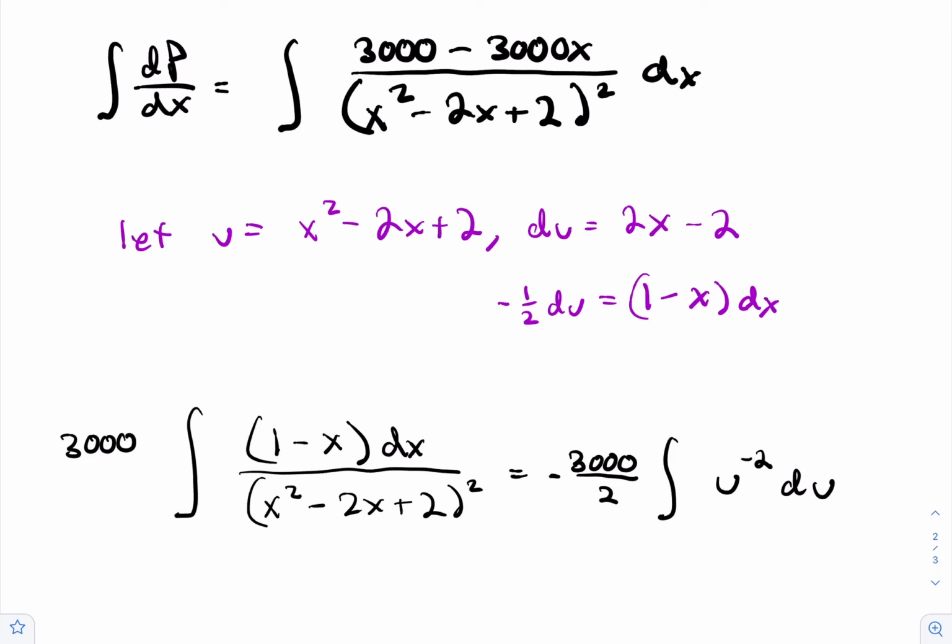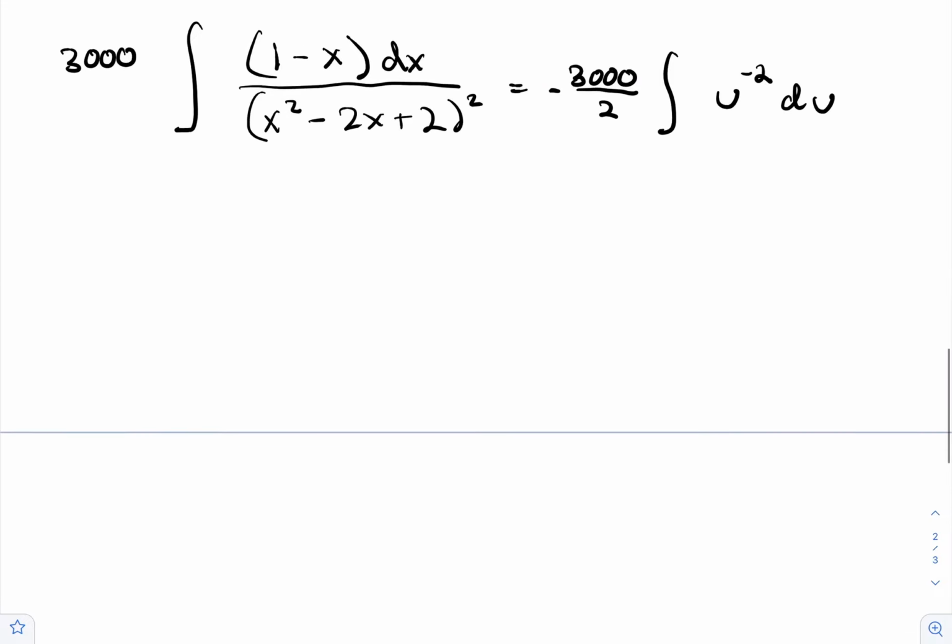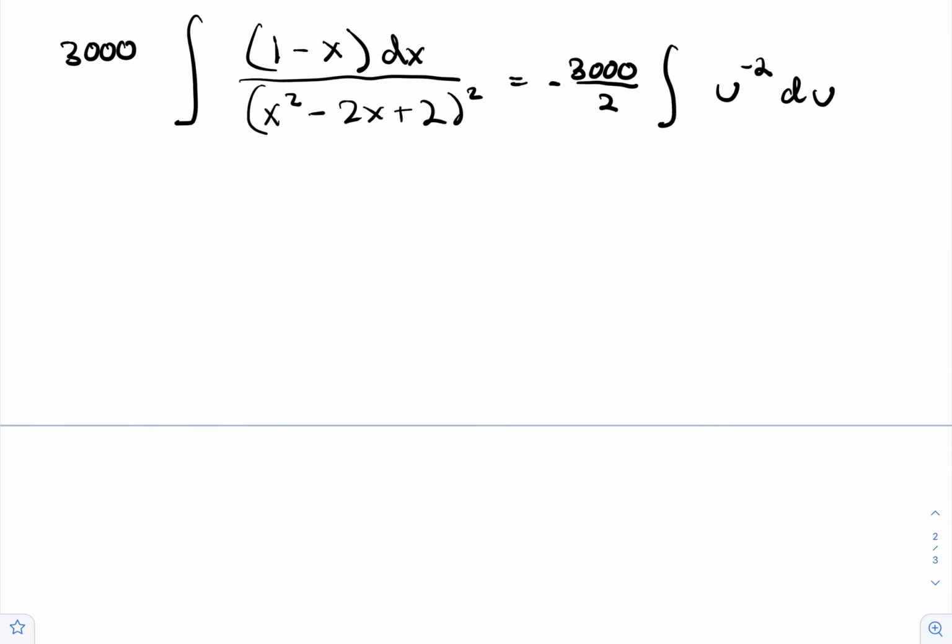The main manipulations we had to be aware of: factor out this 3000, and factor out a negative 2 from our du so that we had this negative 1/2. The negative 1/2 and the 3000 combined to give us negative 3000 over 2, which is negative 1500. I feel like that was the main part there. The rest of it just flows from that point. So now I think we can integrate.